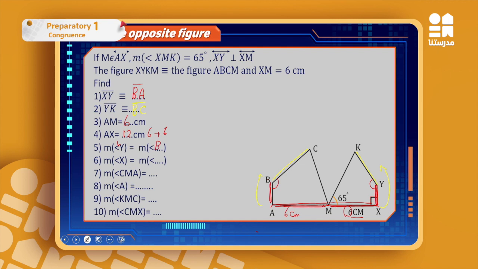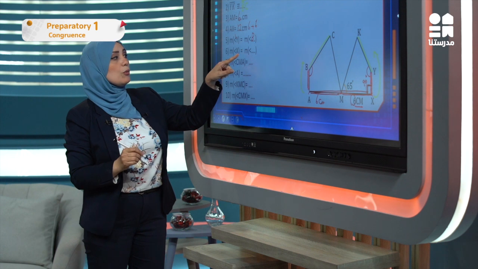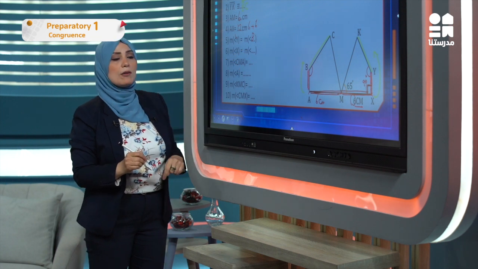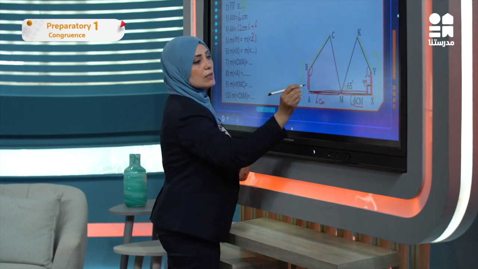Number 6, the measurement of angle X. Where is it? This one. X is given from the word perpendicular, or the symbol of perpendicular. So it's 90 degrees. Then it is equal to the measurement of which angle? The other corresponding angle for it, which is A.